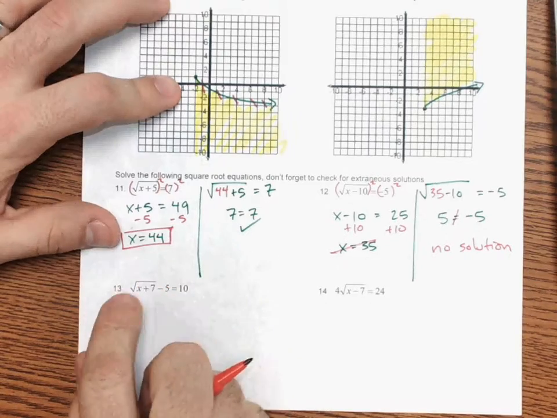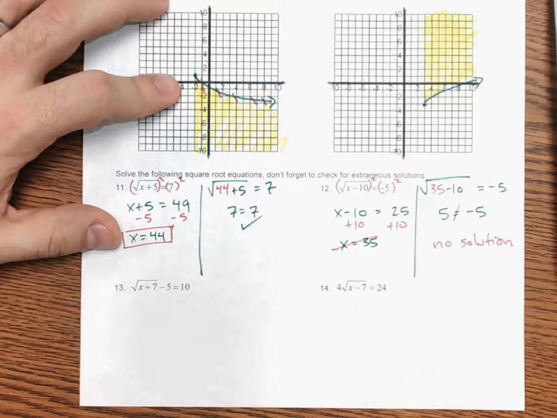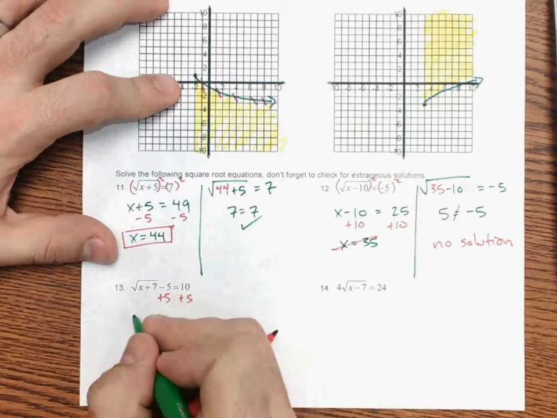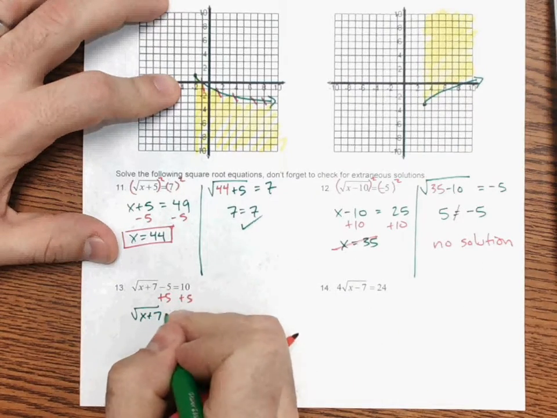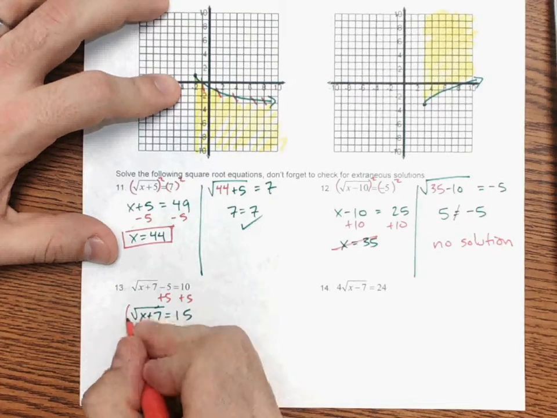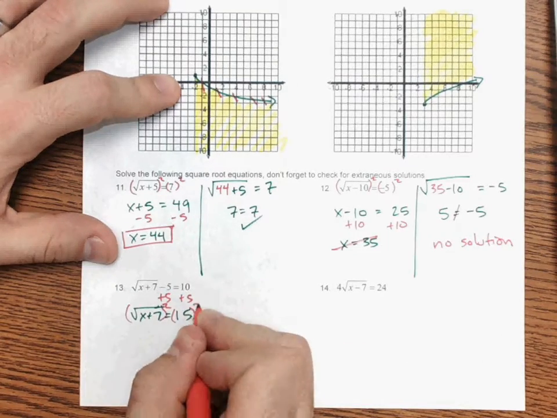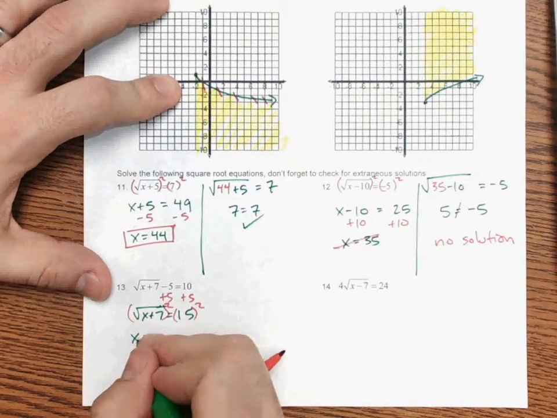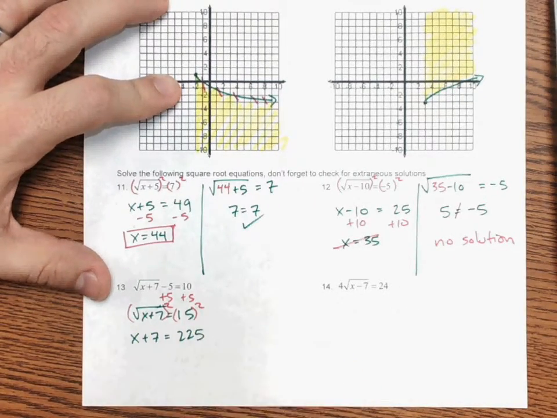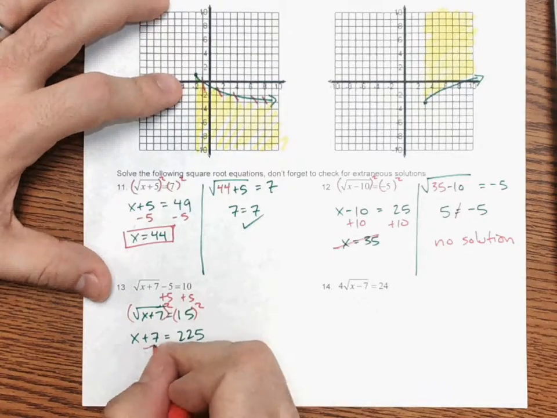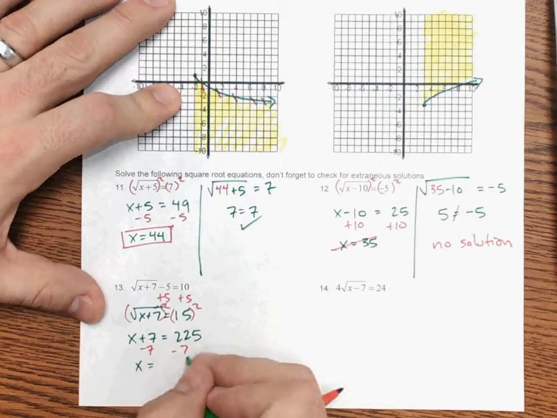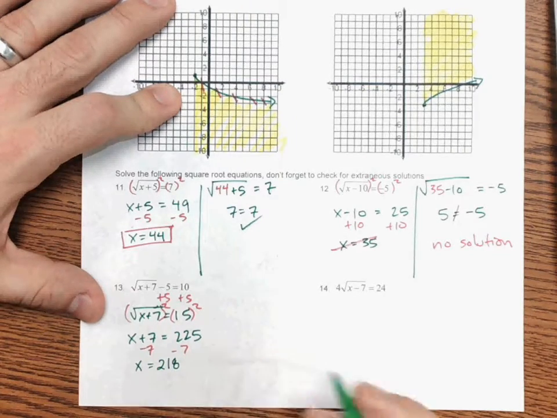The next one, we do have to do a little bit of manipulating here. We need to get this 5 on the other side, so we're going to add 5 to both sides, which gives me square root of x plus 7 equals 15. Now that the square root is isolated, we can square both sides, which gives me x plus 7 equals 225. I'll let you use your calculators for that one. Then we're going to subtract 7 from both sides, and we get x equals, that'll be 218.